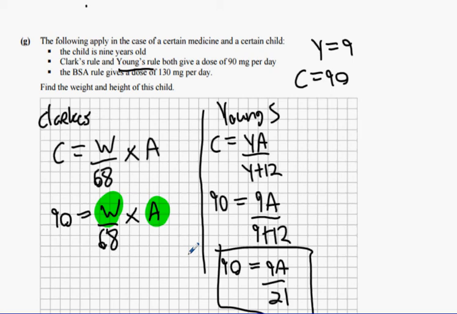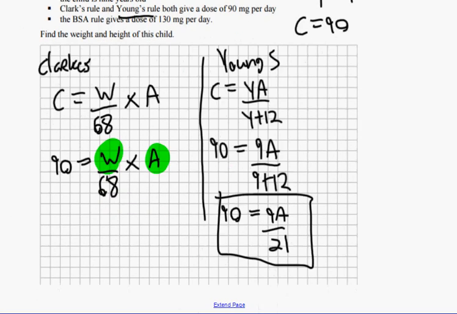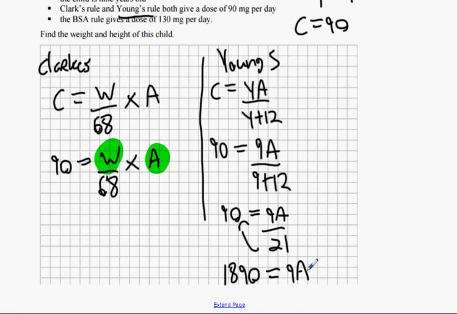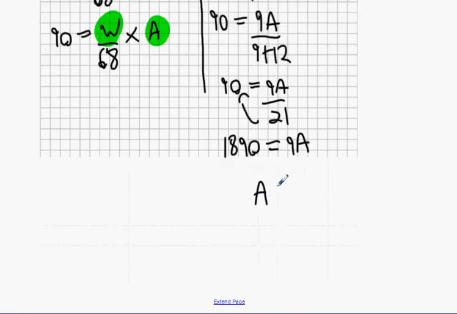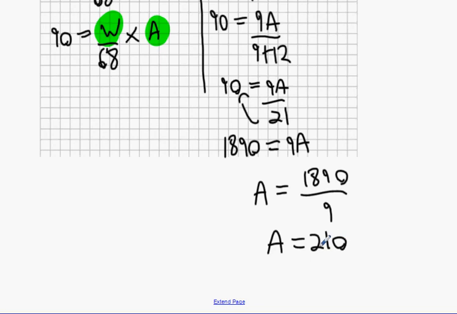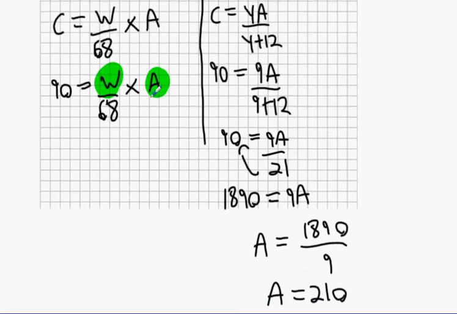Is this equation solvable? Why is it solvable? One missing letter, one equation. It's very much I'm able to do it. Multiply up with the 21. 90 times 21 is 1890. That equals 9 times the adult dose. What is the adult dose then? 1890 divided by 9. Adult dose is 210. Okay? Go back up to where I was. I now know the A value, don't I? The A value is 210.